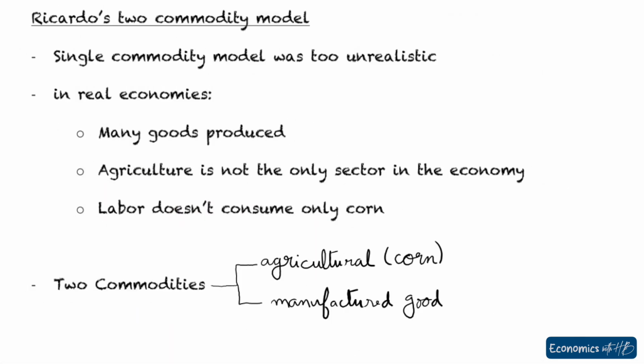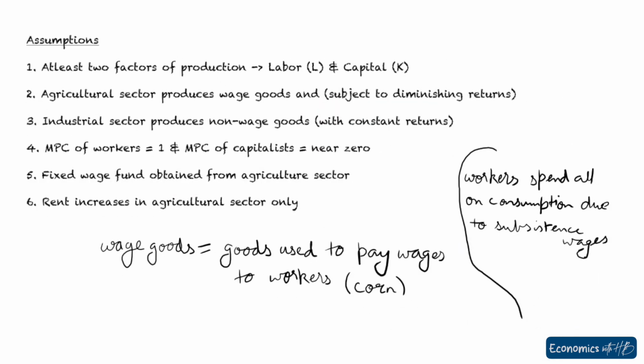Now coming to Ricardo's two commodity model. The single commodity model was considered too unrealistic because in real economies, many goods are produced. Also, agriculture is not the only sector in the economy and labor doesn't consume only corn. So Ricardo expanded the model to include two commodities, where one was corn through agriculture and the other was a manufactured good from industry. He made important observations regarding economic growth using his two commodity model.